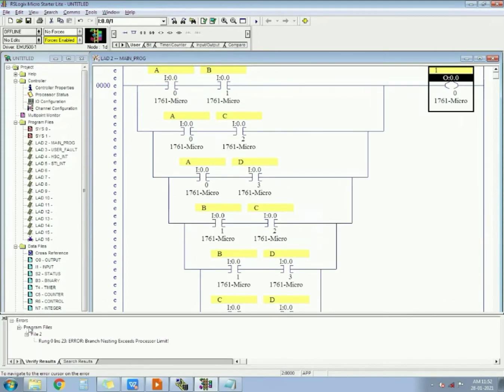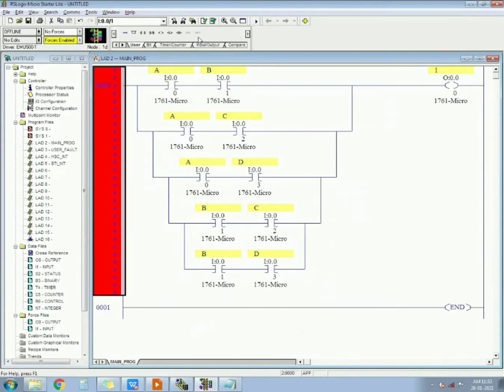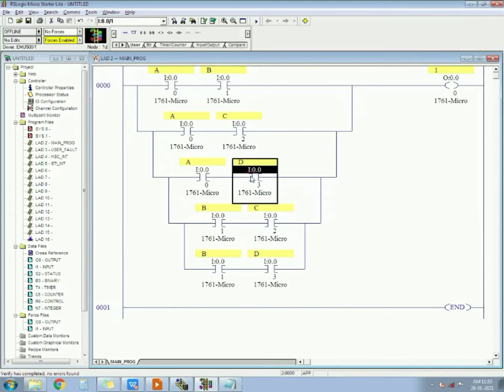The error is: rung 0, instruction number 23, branch nesting exceeds processor limit. It means we cannot use so many parallel combinations. There is a limit that we can use only 5 combinations. See, if I remove 1 and then compile, it's correct. But it reduces 1 combination. So what to do? There is another method to reduce this.